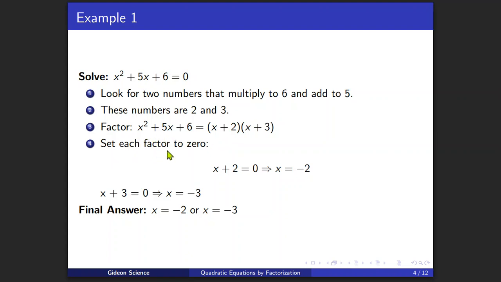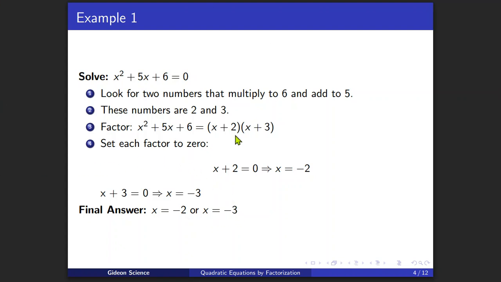Now set each factor to 0. We start with the first one: x plus 2 equals 0. This implies x equals minus 2, as you transfer 2 to the other side of the equation. Now we also set x plus 3 equals 0. This implies that x equals minus 3. The final answer is x equals minus 2 or x equals minus 3.